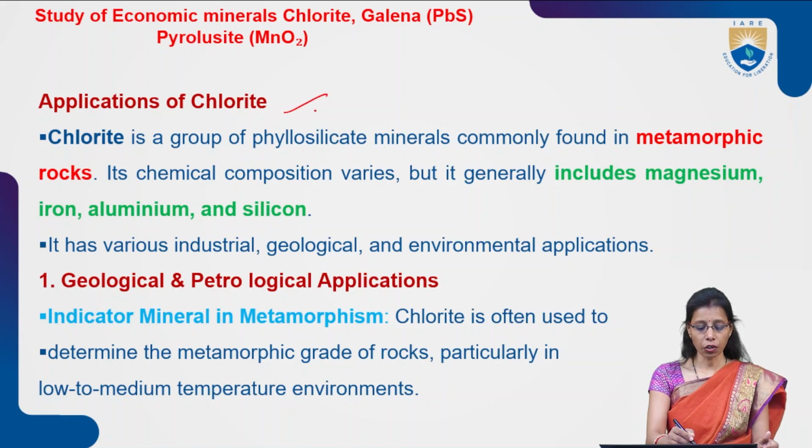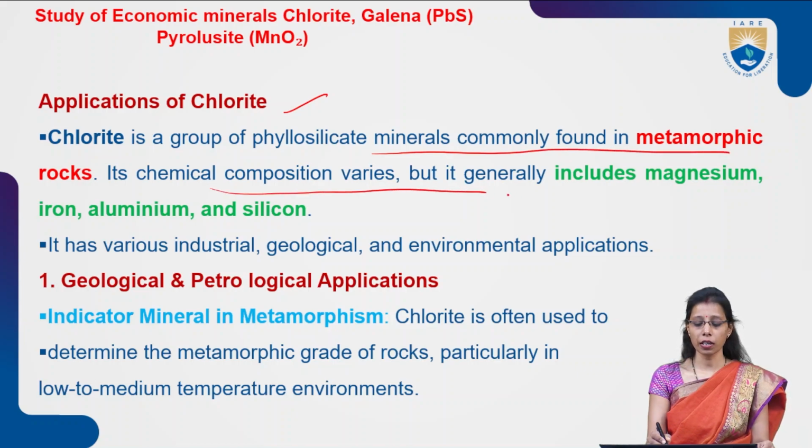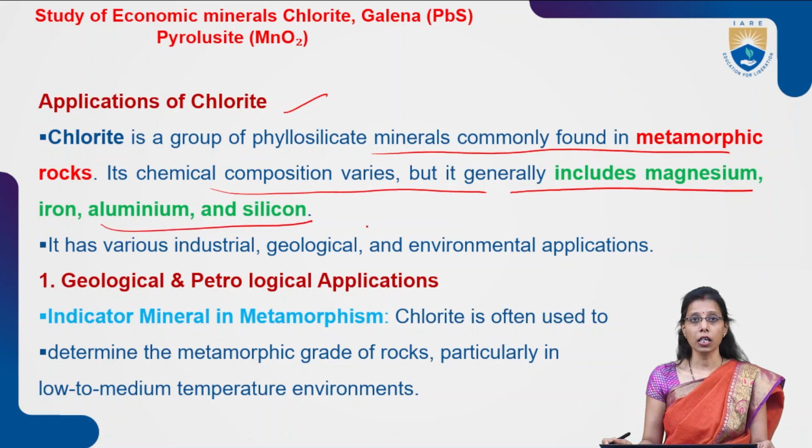Now the applications of chlorite. Chlorite is a group of silicate minerals commonly found in metamorphic rock. Its chemical composition varies, but it generally includes magnesium, iron, and silicon, and it has various industrial, geological, and environmental applications.